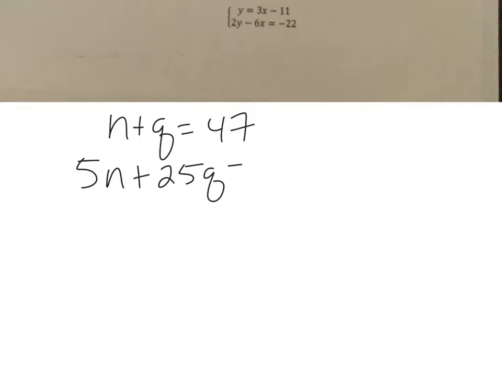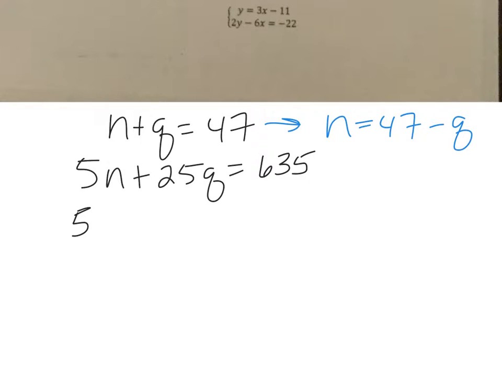All right, so we have n plus q equals 47. And then 5n plus 25q equals 635. I'm going to take this equation and solve it for n. So n equals 47 minus q. And then I'm going to put that in instead of the n to do a substitution. Write down the rest of my equation.